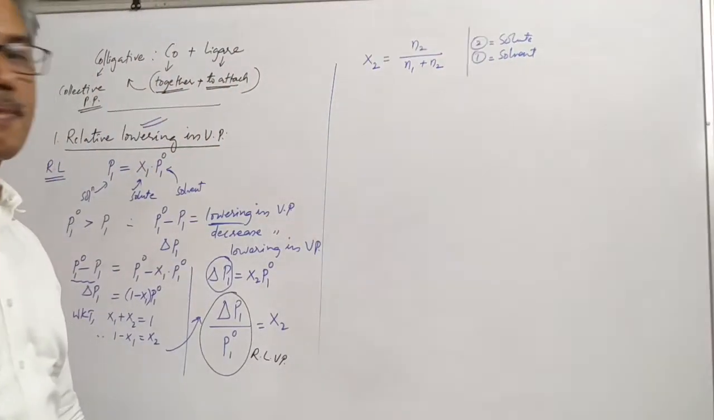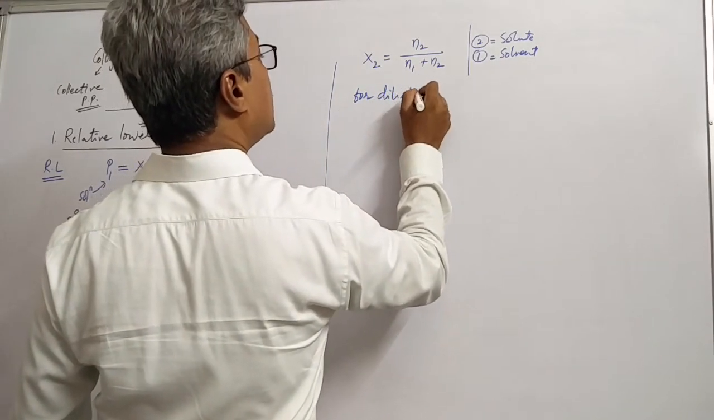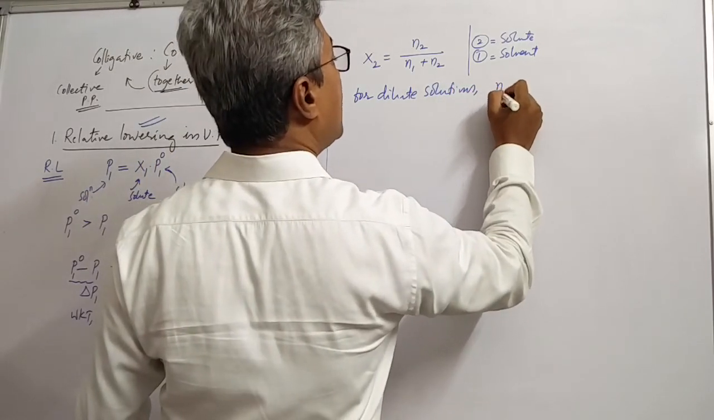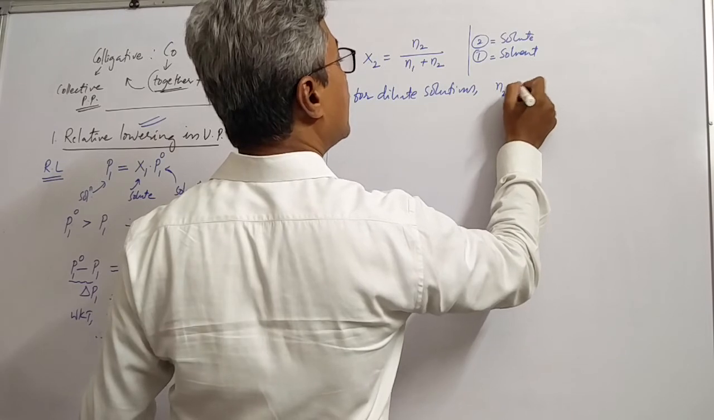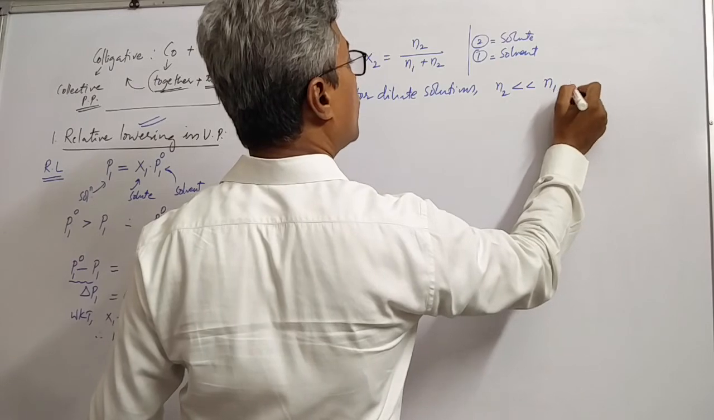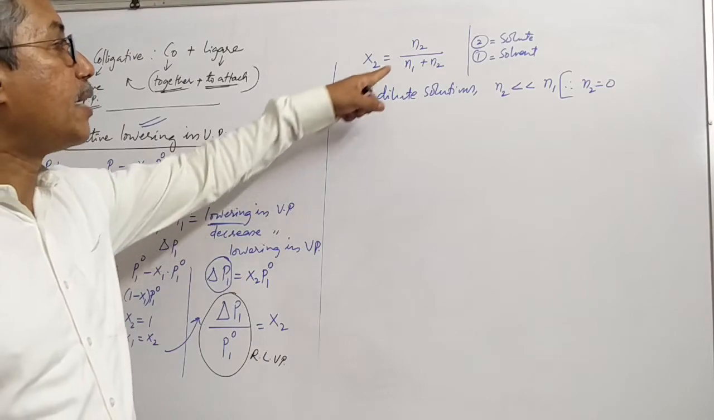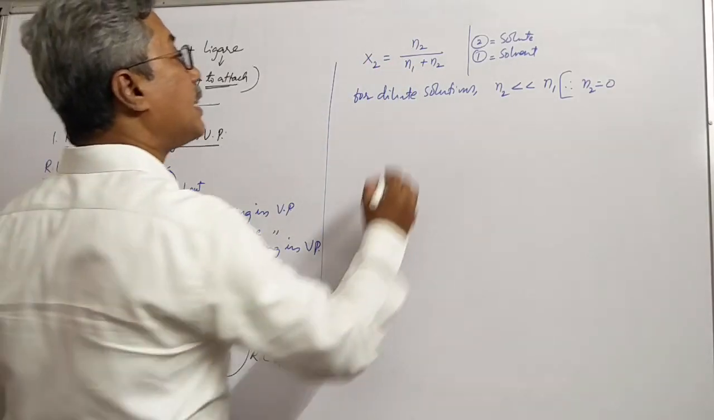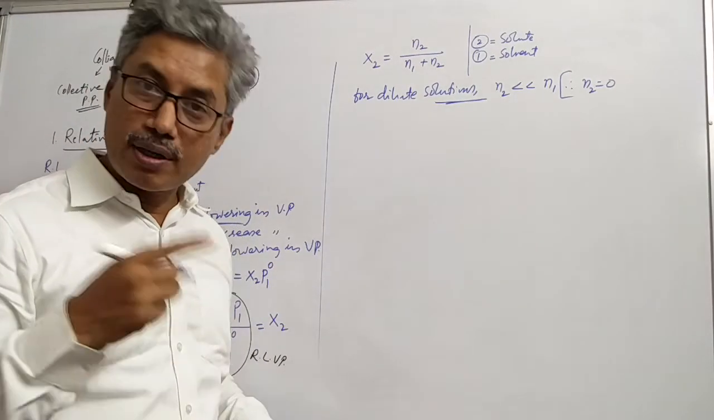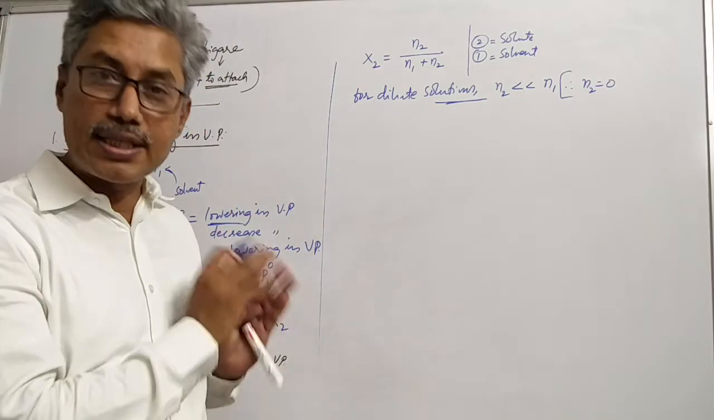Now, for dilute solutions, N2, that is number of moles of solute, is very much less than number of moles of solvent. Therefore, N2 can be neglected. Clear, students? That is, N2 in the denominator can be neglected. Well, this is not always the case. Sometimes you need to consider N2 also for calculating. In some problems, we need to use even N2 also. But now, let us simplify this.